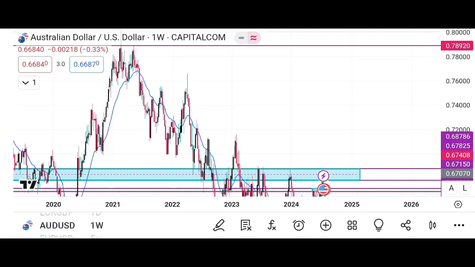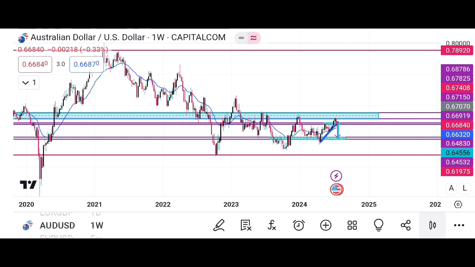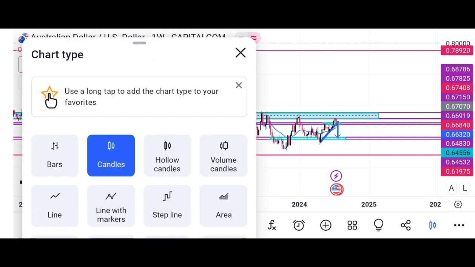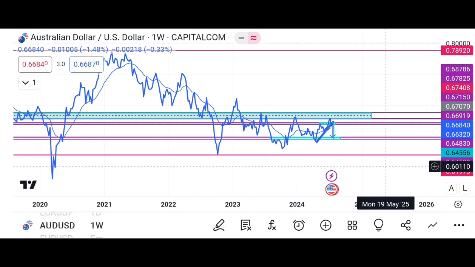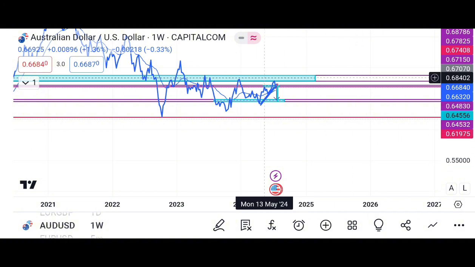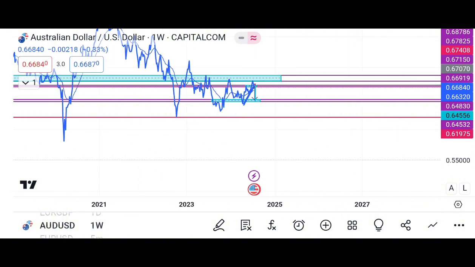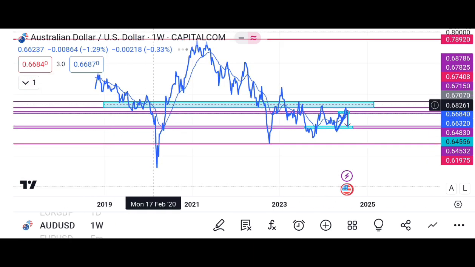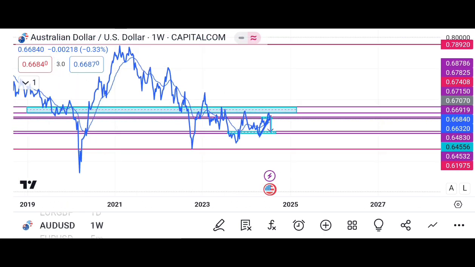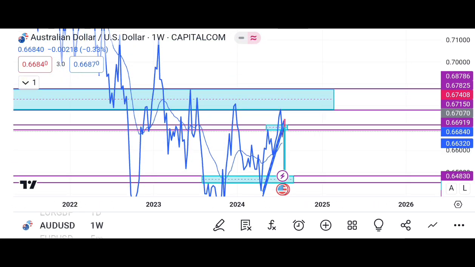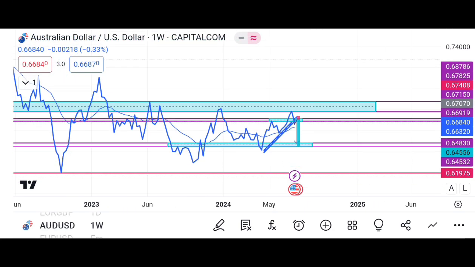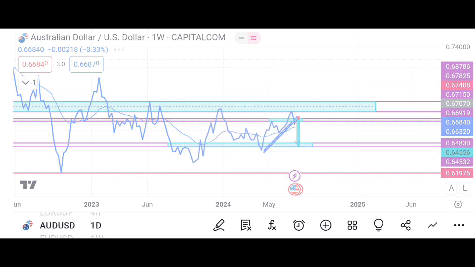Then when I switch to my line chart mode, I can see price rejected this resistance over here multiple times. Even when I look to my left, price has rejected multiple times and made this a very strong resistance in the weekly time frame. So I'm going to go to my daily time frame and explain this further.